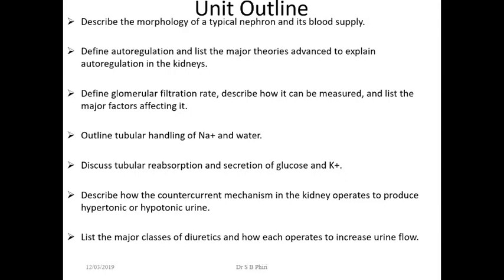Then you should be able to list the major classes of diuretics and how each operates to increase urine flow. So there are diuretics drugs that are used. So you need to know them and how they operate, the mode of action of these drugs. So you might cover this maybe in pharmacology, but in physiology, we are more interested in the mechanisms. So you need also to know the mode of action of these drugs and how they affect the function of the kidney nephron.